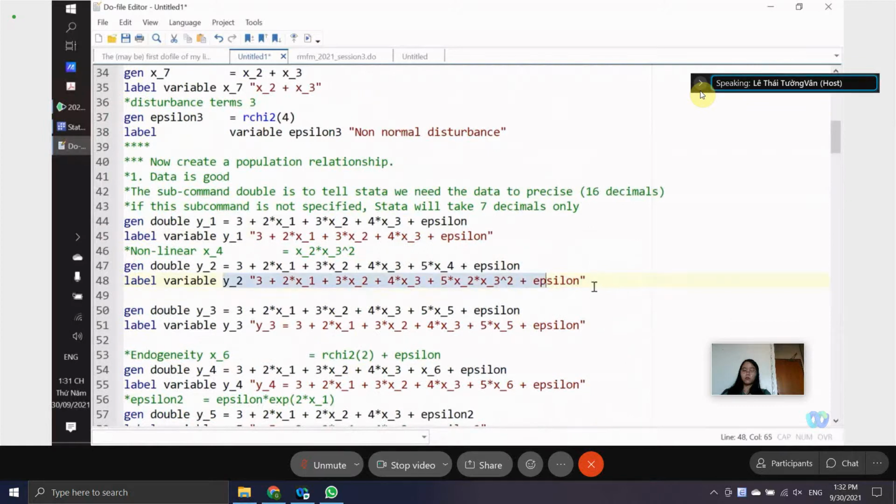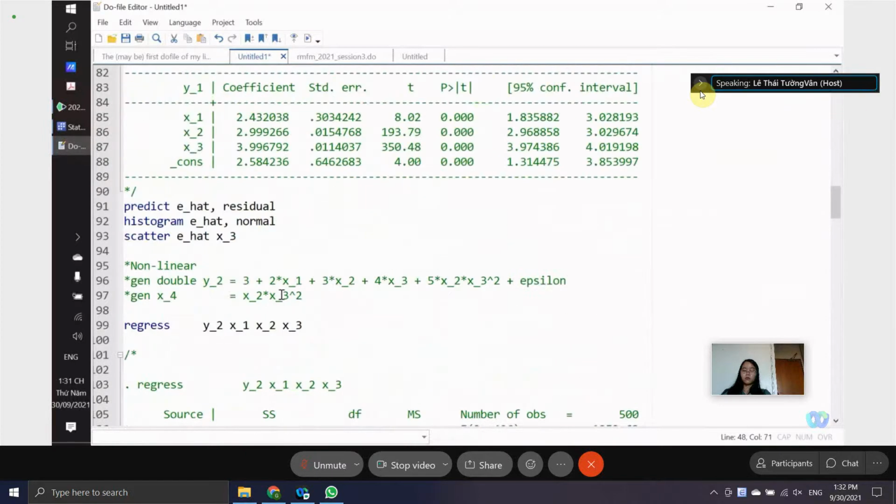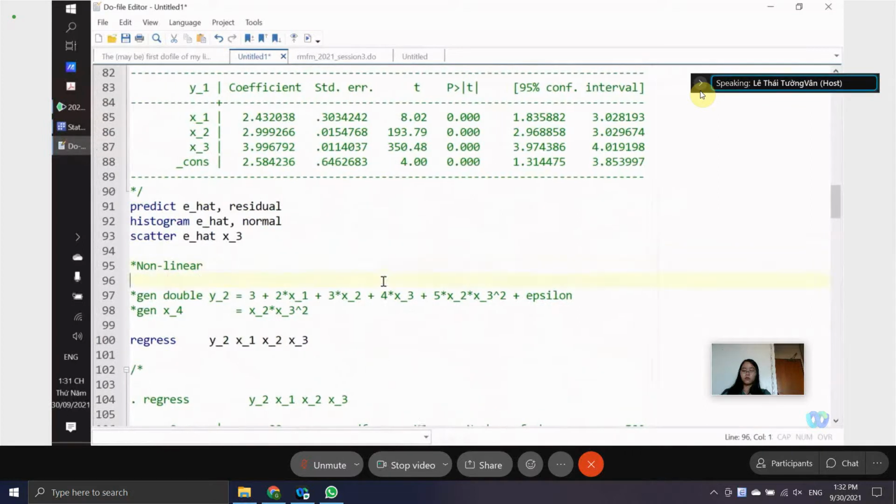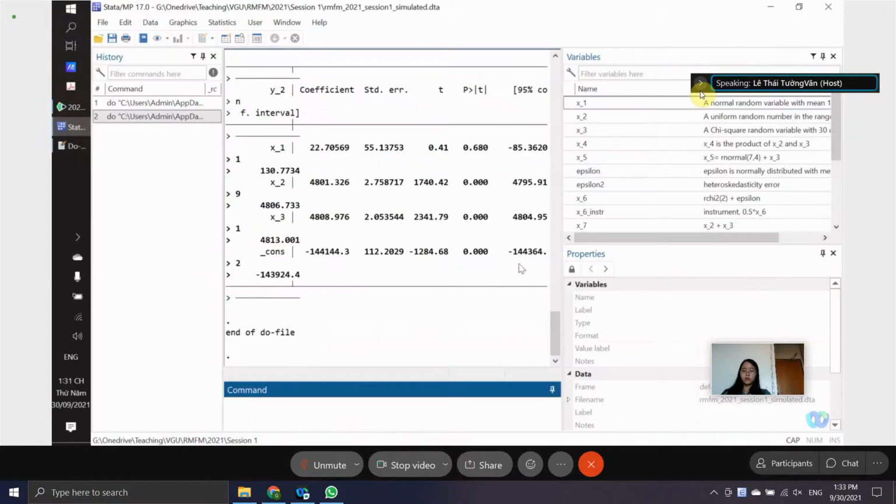By construction, y2 is the result of the interaction between the disturbance term, x1, x2, and x3. Of course, x2 and x3 also appear in this nonlinear term. So if we are not aware of this fact, and we just run the regression, regress y on x1, x2, and x3.